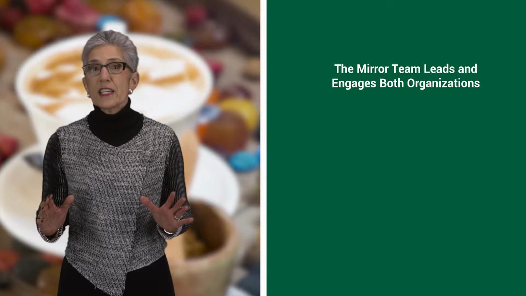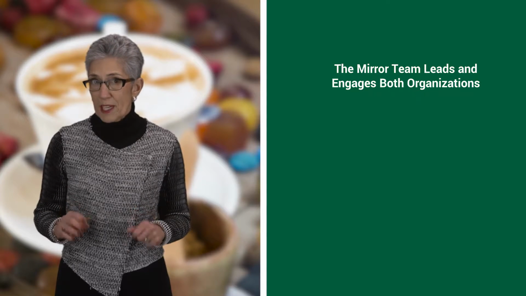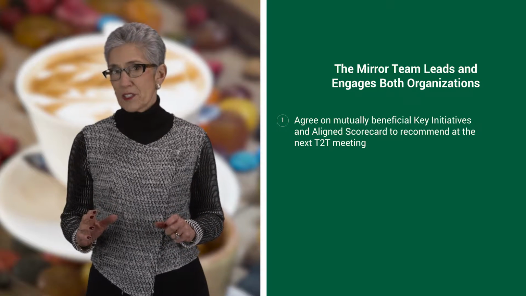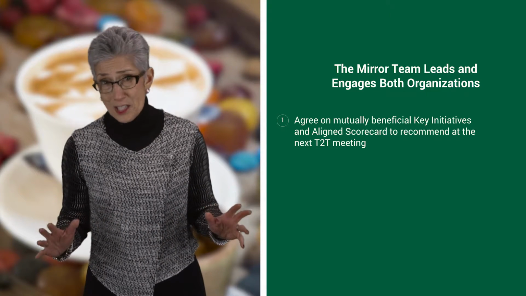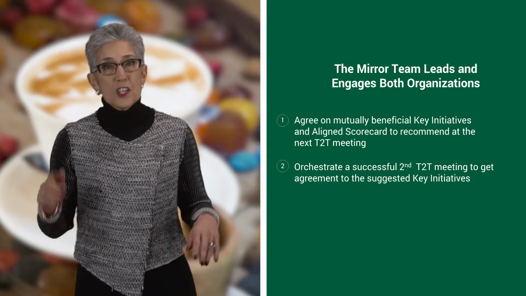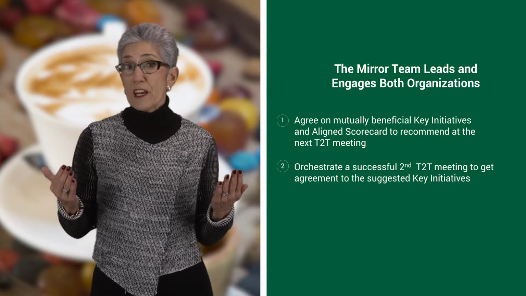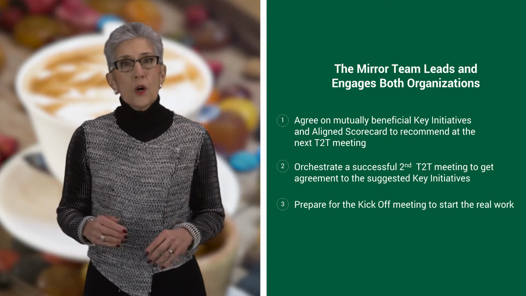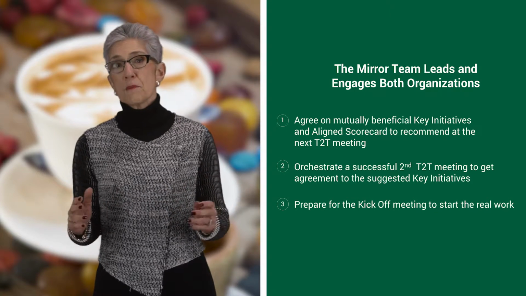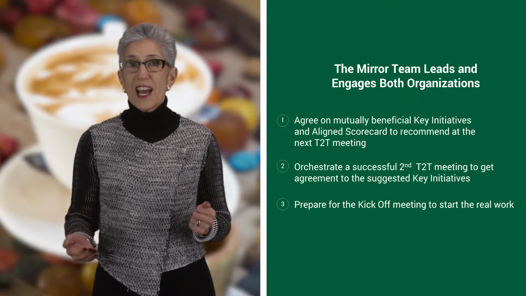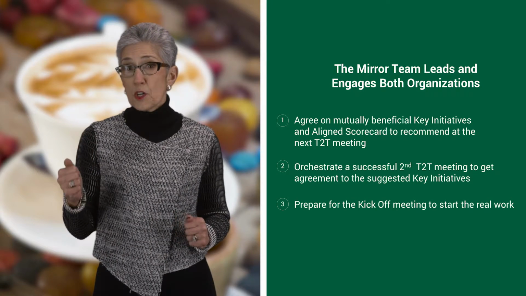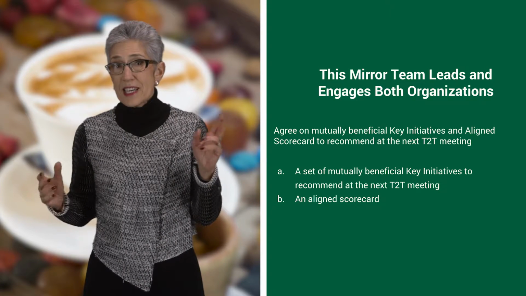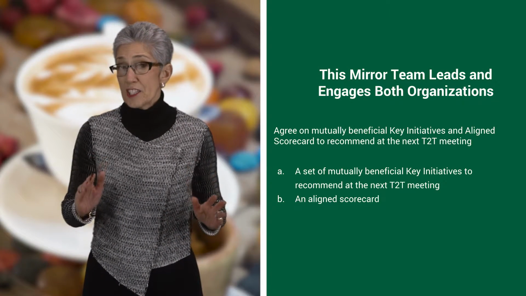There's really 3 elements of work in this step. First is aligning on the initiatives. This is critical. The work can't proceed until this is complete. Then, using the aligned initiatives, you can prepare for and orchestrate the second top-to-top. And finally, once the senior executives agree to the mirror team's suggested initiatives, then you'll prepare for that kickoff meeting to start the work. So the first element is to agree on the key initiatives and align scorecard.